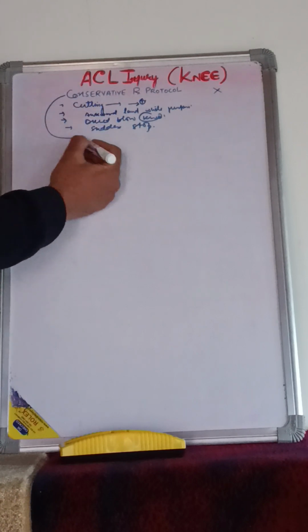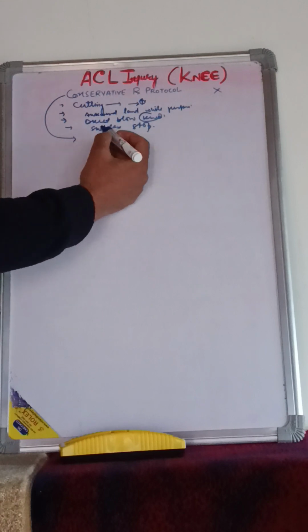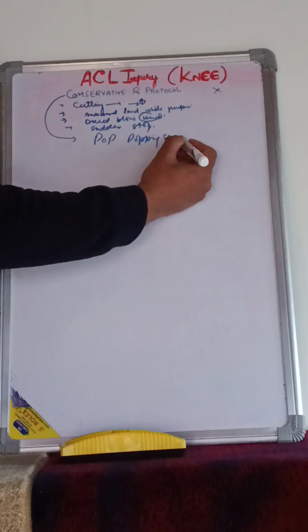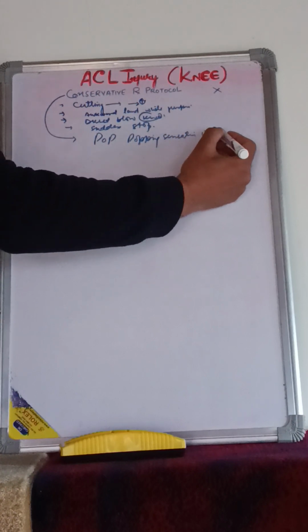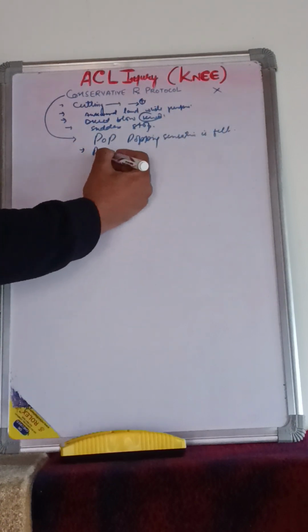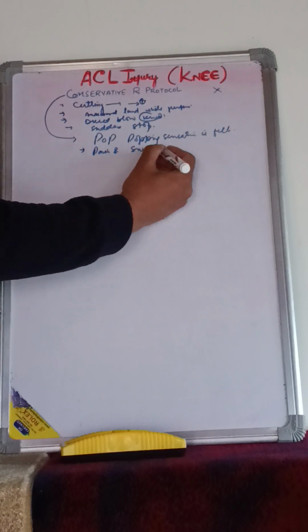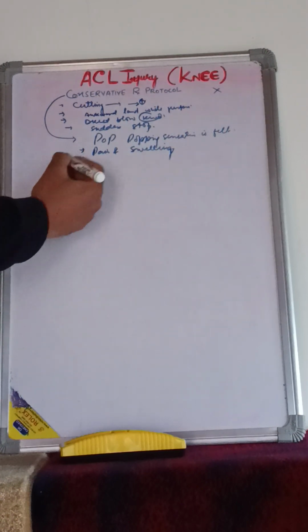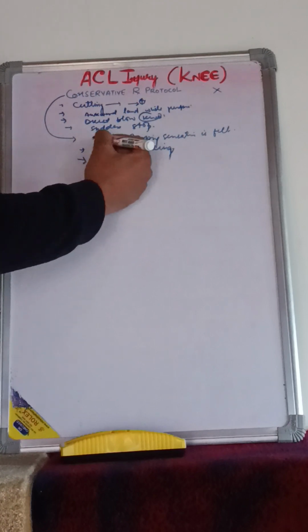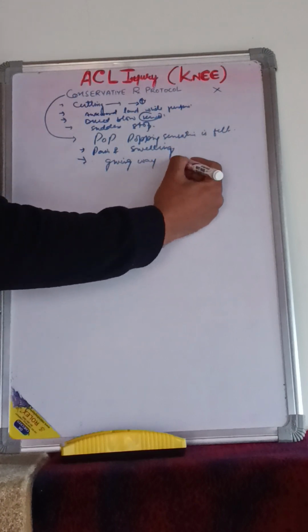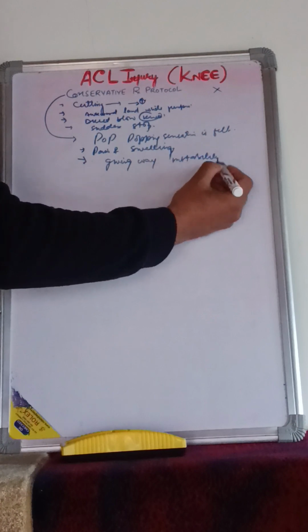And whenever you injure your cruciate ligament, a loud pop or popping sensation is often felt within the knee joint. You are also having pain and swelling. You also complain of giving way, or the instability of the knee joint.